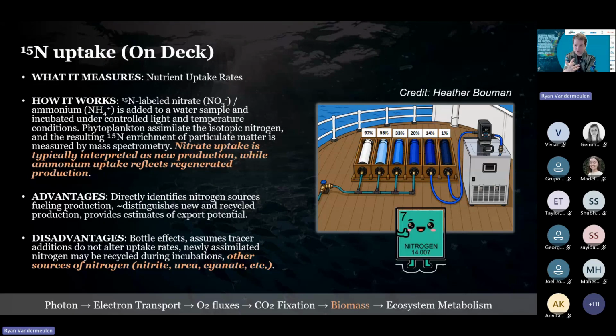There are caveats, of course, associated with this. These are still bottle experiments. We're also introducing a tracer that can potentially influence uptake rates, and some recycling can occur during the incubation itself. Nevertheless, these measurements provide really valuable insight into the sources of nitrogen supporting phytoplankton growth, and by extension, the potential for carbon export and energy transfer through marine ecosystems.